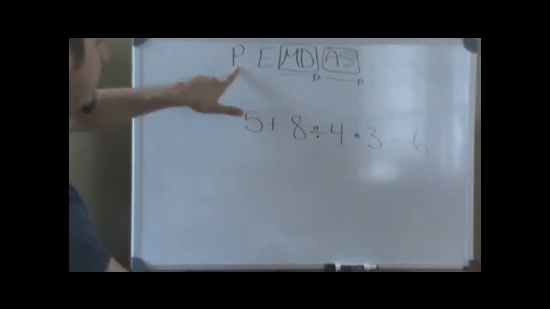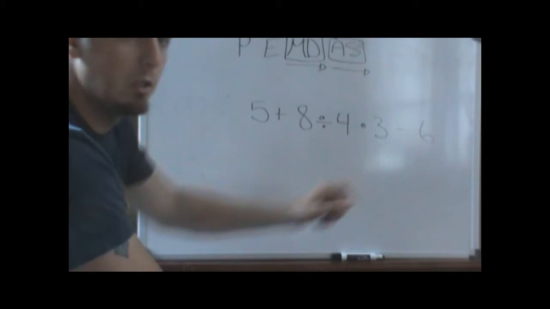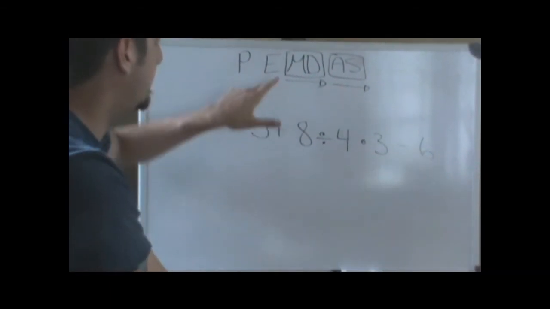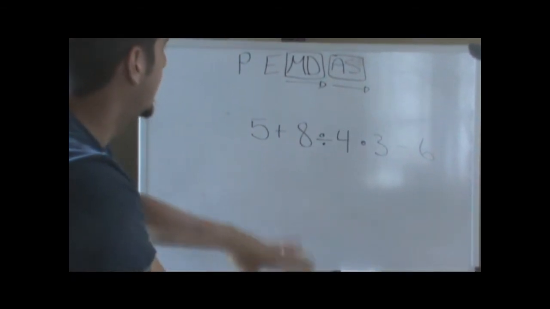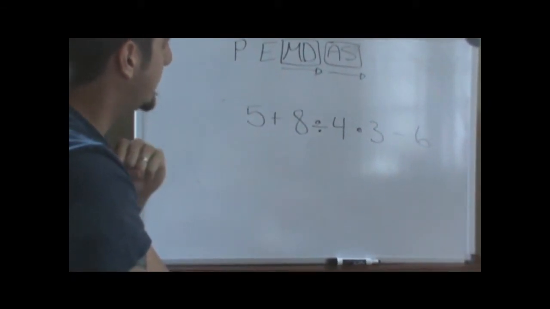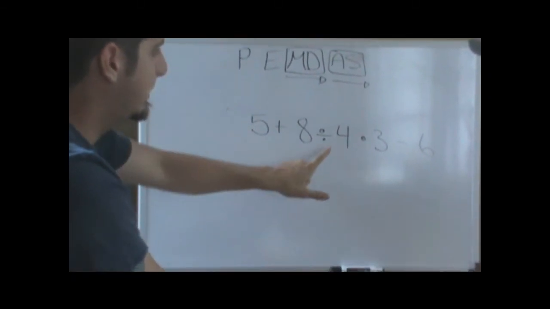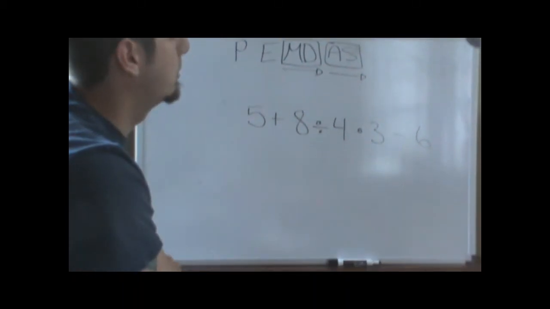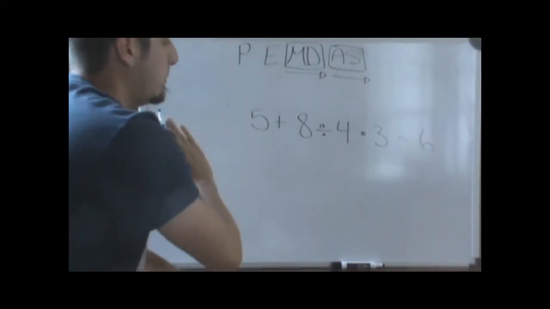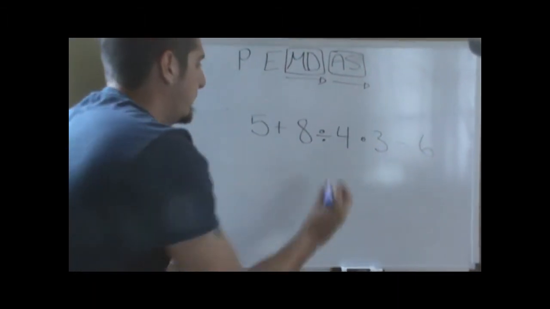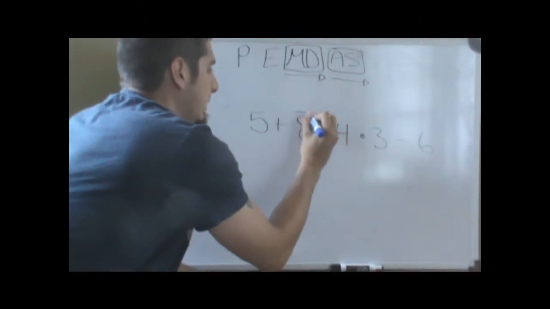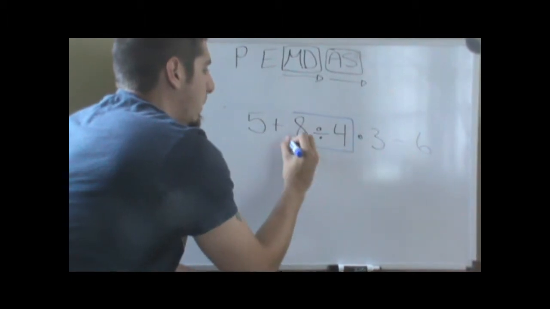So you say, okay, are there any parentheses? You look at your problem. Nope, no parentheses, so I can move on to exponents. Are there any exponents? Nope. All right, so multiplication and division. Is there any multiplication and division? Yes, there is. I see division and multiplication in this case. So I'm going to go from left to right, doing whatever multiplication and division shows up first, and that happens to be 8 divided by 4.